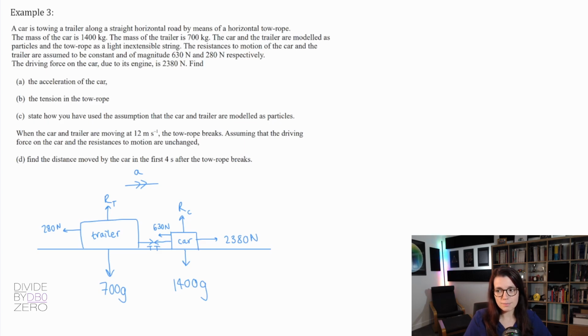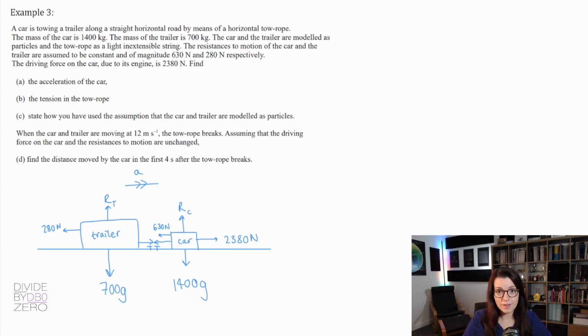The resistances to motion of the car and the trailer are assumed to be constant and of magnitude 630 newtons and 280 newtons respectively. The driving force on the car due to its engine is 2,380 newtons. Find, first, the acceleration of the car. Now, as you can see, I've drawn a diagram to describe all of the information in this question.